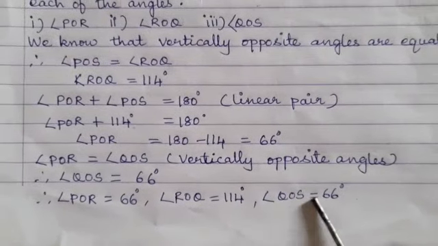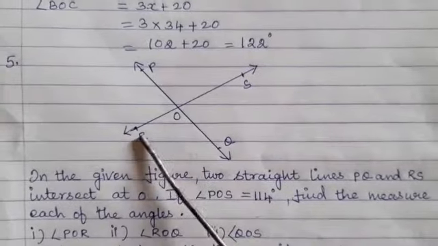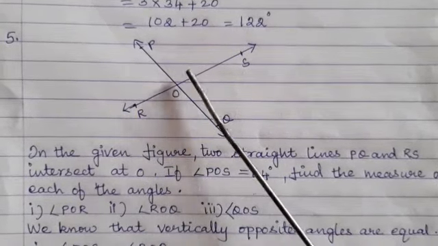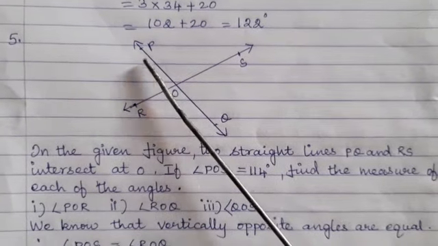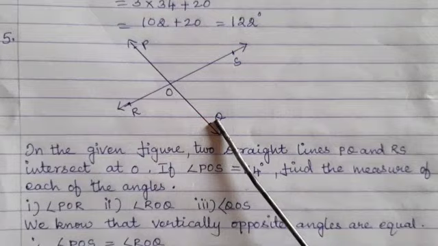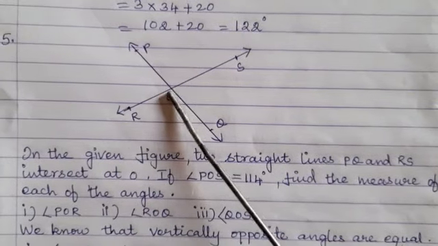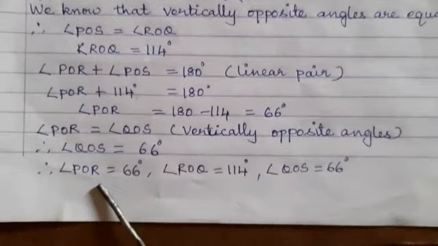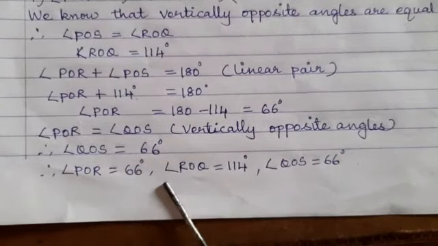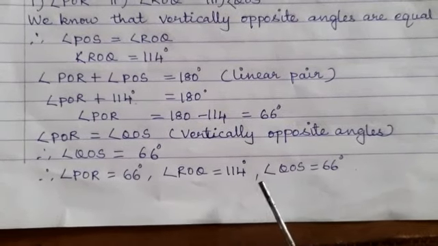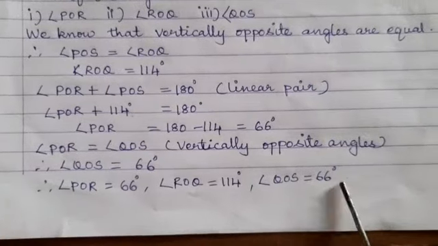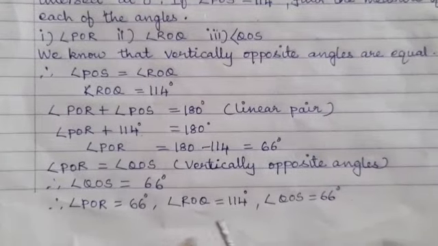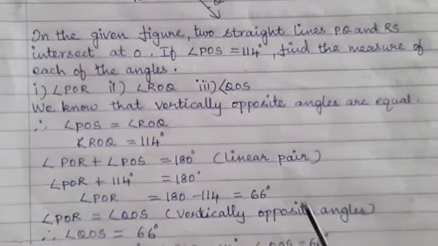Now you can check your answers in this way. See in this figure, these 4 angles are formed around a point. You know the theorem, the sum of all angles around a point, that is ROP plus POS plus SOQ plus QOR, all meet at a point O. So the sum of the angles around the point is equal to 360 degrees. If you add angle POR, 66 degrees, plus ROQ 114 degrees, plus angle QOS 66 degrees, and the given angle POS 114 degrees, all 4 angles together give 360 degrees.